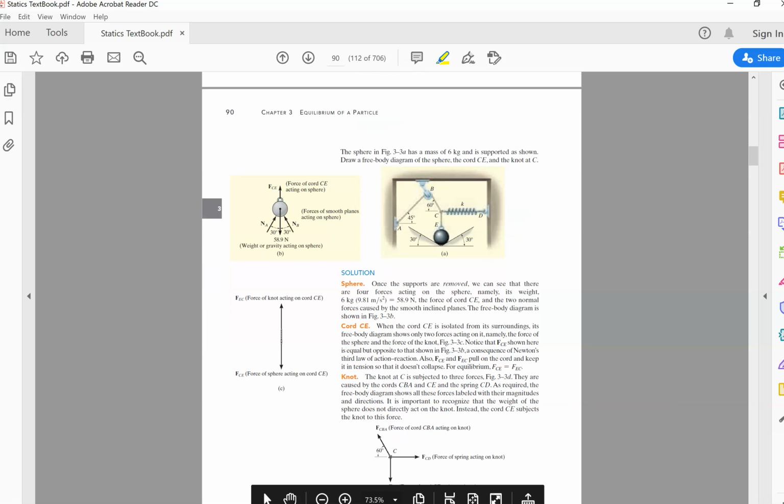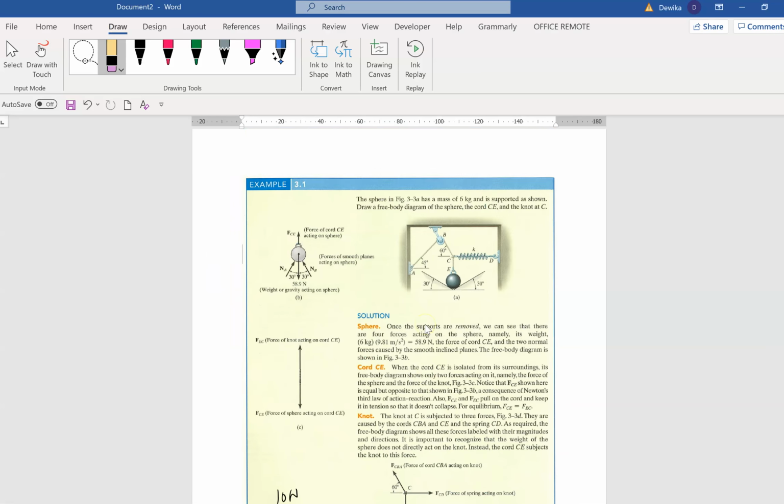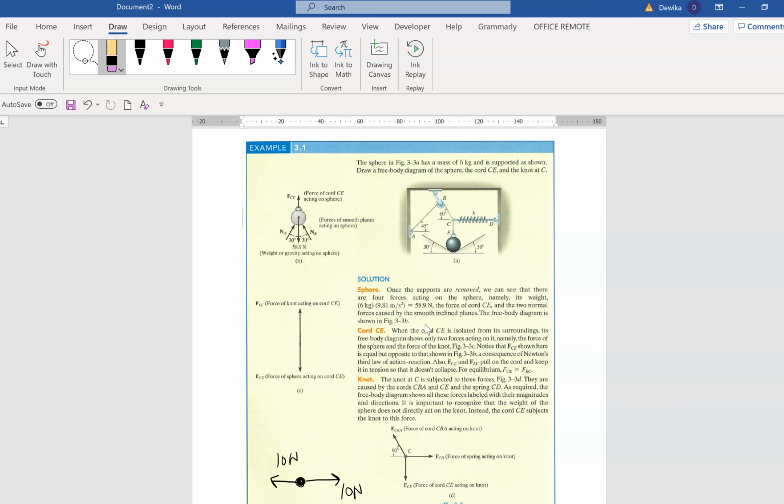Let's look at one of the questions for better understanding. We have this situation here. Remember, when you draw a free body diagram, you have to isolate. You may have 2 or 3 objects jumbled up together, but you cannot draw everything together. Let's look at this example. We have a mass of 6 kilogram supported. Draw a free body diagram of the sphere. So they're talking about this sphere here.